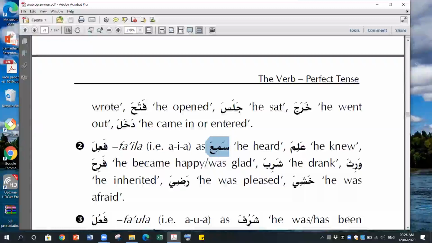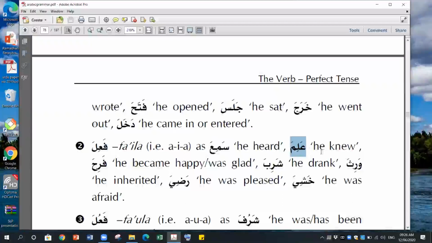So they saw that all past tenses are coming on 3 patterns, so they have divided them. So sama'a is no word at all. It is always sami'a. That's why they said that some words can fall on the fa'ila pattern. Alima, he knew, because it's past tense now. These all are the 3 patterns for past tense.